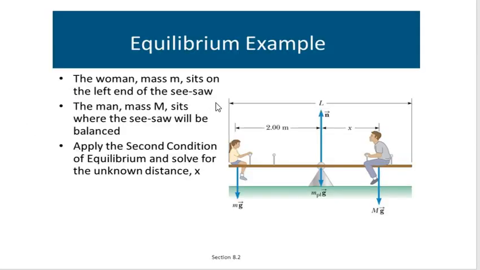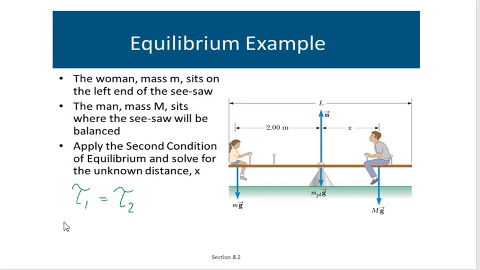Okay, let's have the first example. The woman, mass M, sits on the left of the seesaw. The man, mass M, sits where the seesaw will be balanced. Apply the second condition of equilibrium and solve the unknown distance x. So this is the distance. You can see here again, this one will cause a counterclockwise direction, so there's a positive torque. We now have torque 1 should be equal to the torque on the other side.